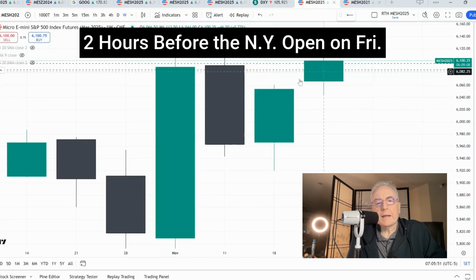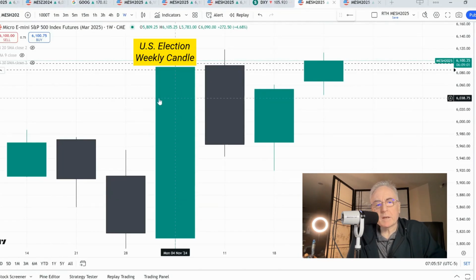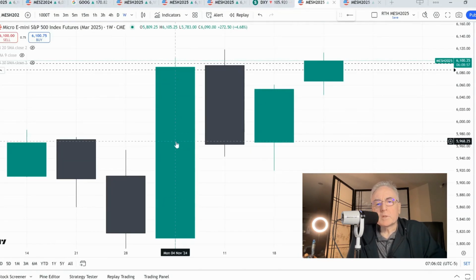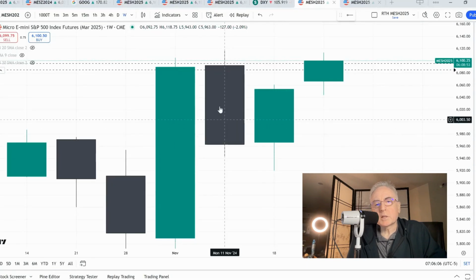So for the next few minutes, I'm going to give you price action from last Friday and how I was reading price action on the S&P 500 E-micros 2 hours before the New York Open. 4 candlesticks on the weekly micro S&P 500 futures, and you can see the largest candle by far is that election candle. And you can see here the next 2 weeks, smaller successive bodies of candles.